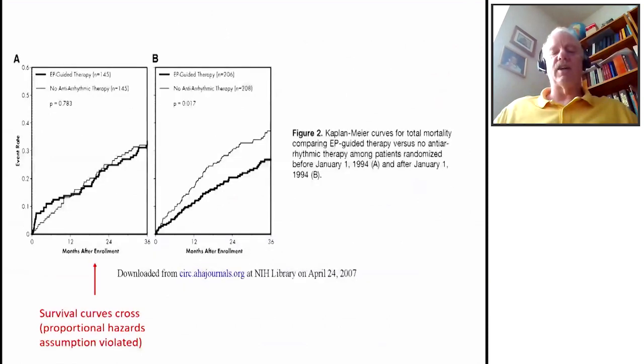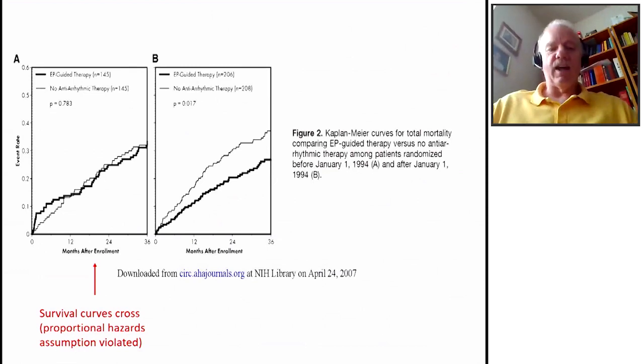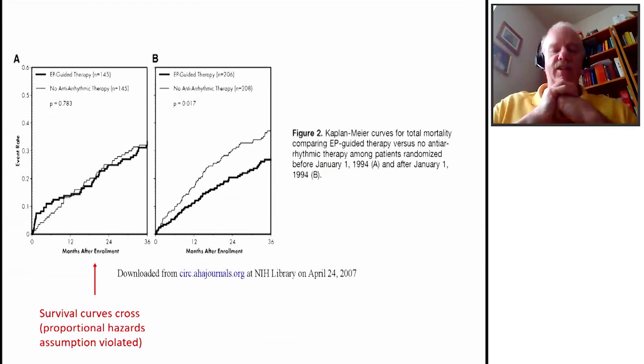And then at the end of the trial, they actually got a statistically significant result showing a benefit of the treatment. But I believe that almost all the benefit of the treatment was because of the ICDs, not because of the drugs. And so they were trying to illustrate this, that it was the effect of the ICDs. So what they did was very clever, I thought. They looked at results before January 1st, 1994, to after January 1st, 1994.